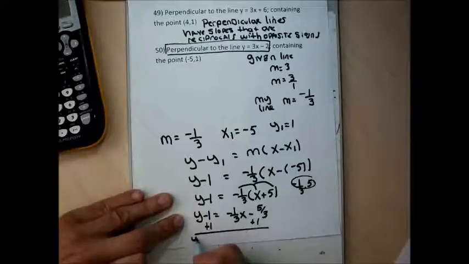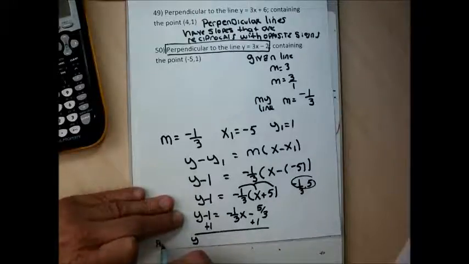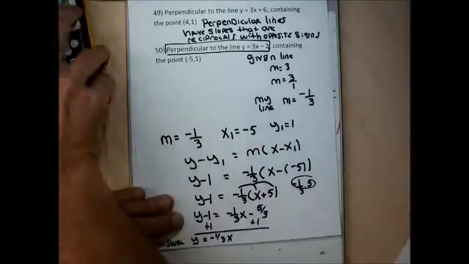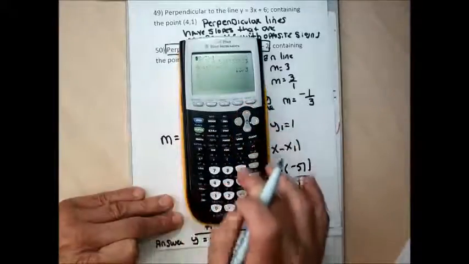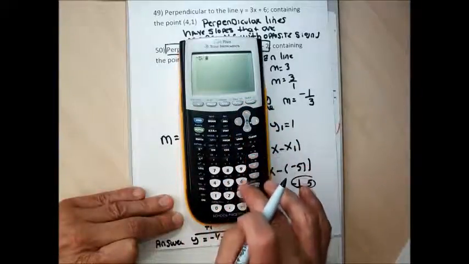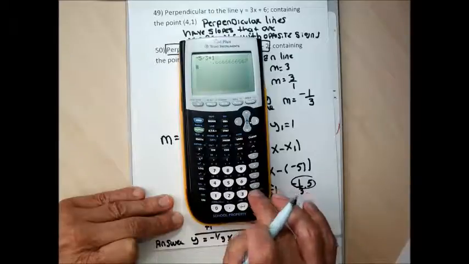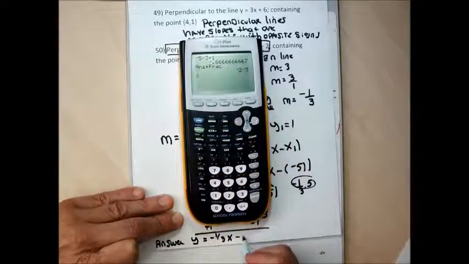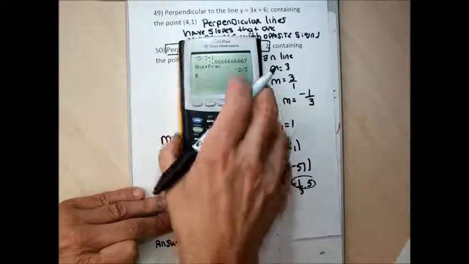On the left side, I'm going to get y, which is going to be the beginning of my answer. On the right side, I get negative 1/3 x, and negative 5/3 plus 1. If I can't do that, I go negative 5 divided by 3 plus 1 equals, math, enter, enter, and I get negative 2/3. So it's going to be negative 1/3 x minus 2/3.